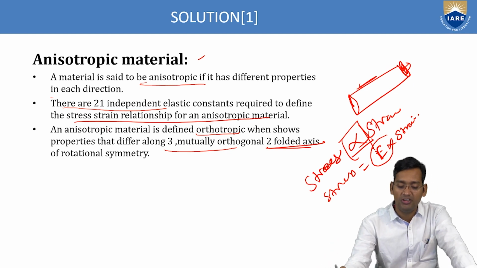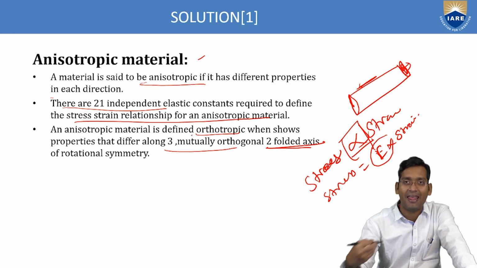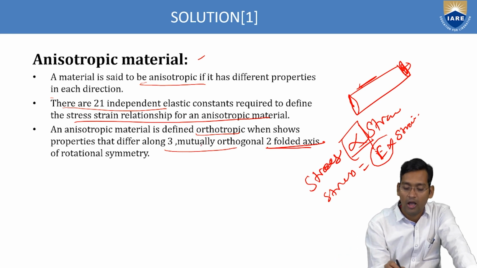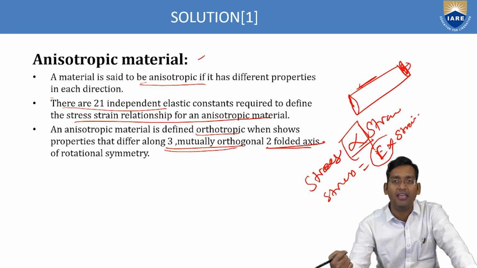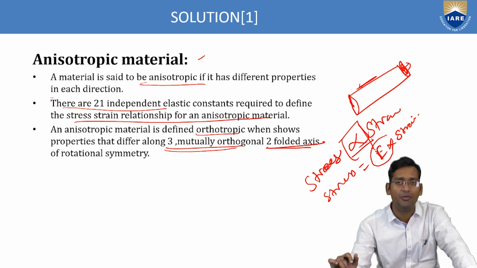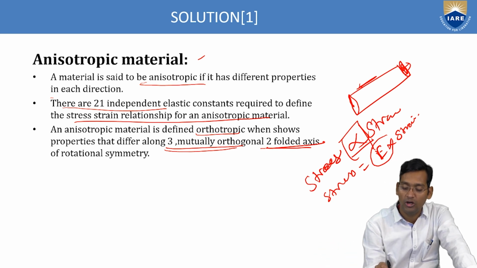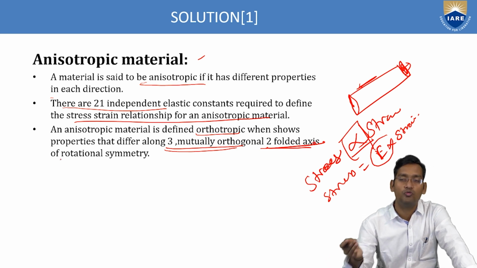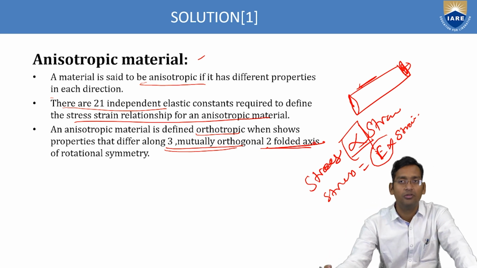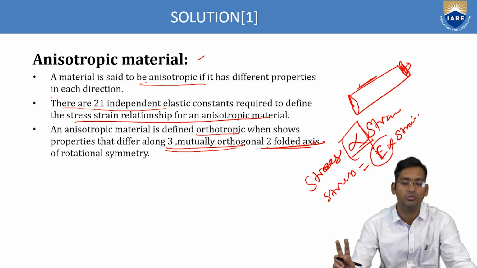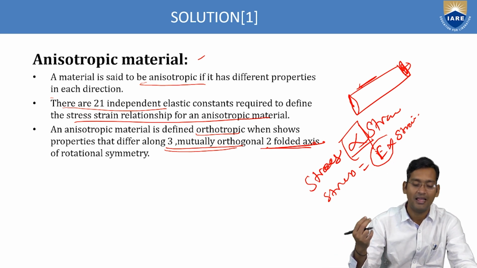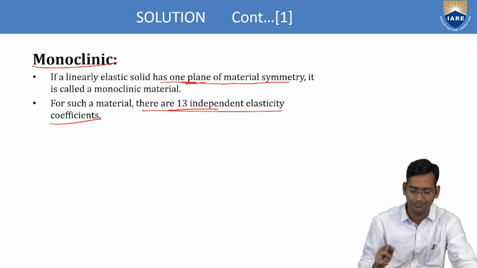Next, an anisotropic material becomes orthotropic. We have already seen that there are 3 mutually orthogonal axes, along the x-axis, y-axis and z-axis, where the property should be different. That means they should have different properties along the x, y and z axes, which are mutually perpendicular or orthogonal. And there should be 2-fold axes of rotational symmetry, where it can rotate about that axis of symmetry. Then that anisotropic material becomes orthotropic.